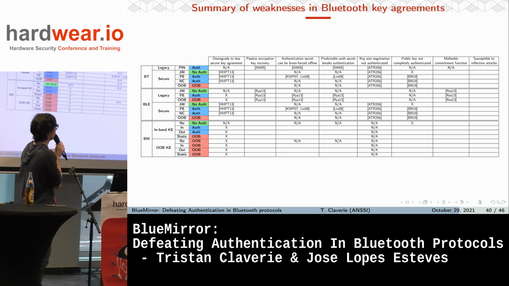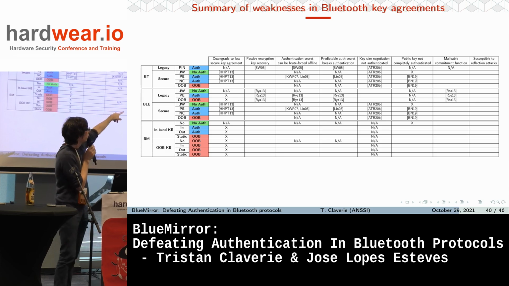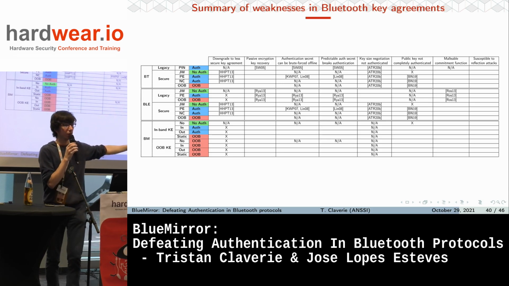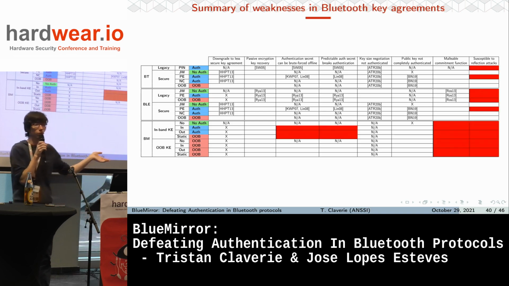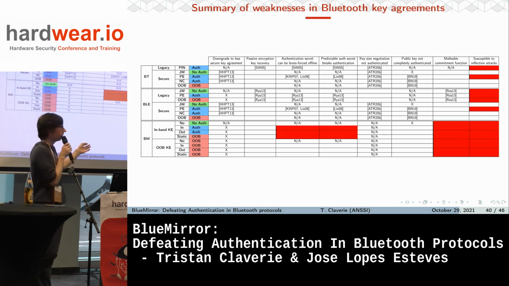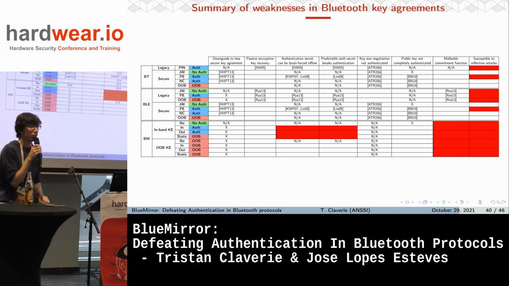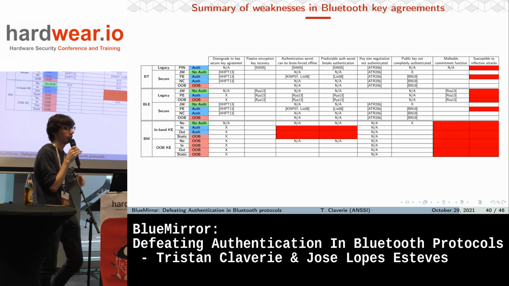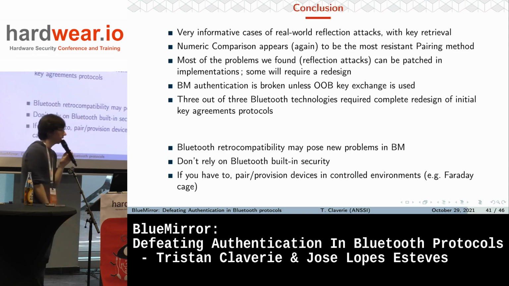If we take our more complex table, we've added the column reflection attacks because, in fact, we found reflection attacks on literally all Bluetooth technologies, all modes. And so we've added the commitment function in Bluetooth Mesh, which is malleable, and the secrecy problems in Bluetooth Mesh too.